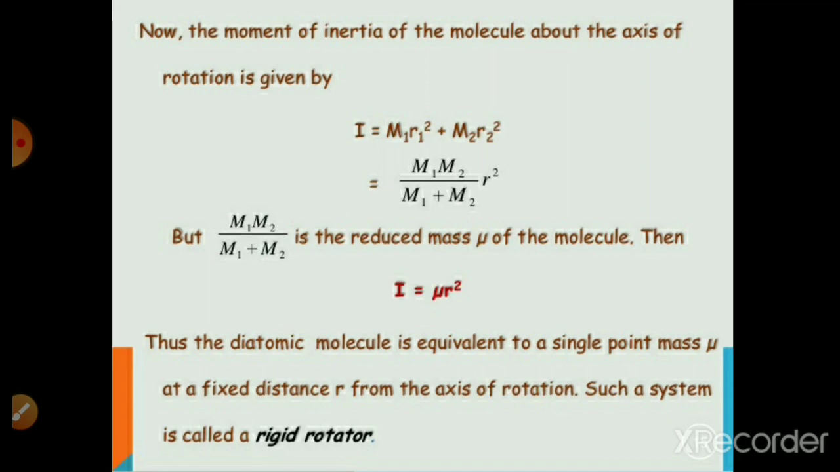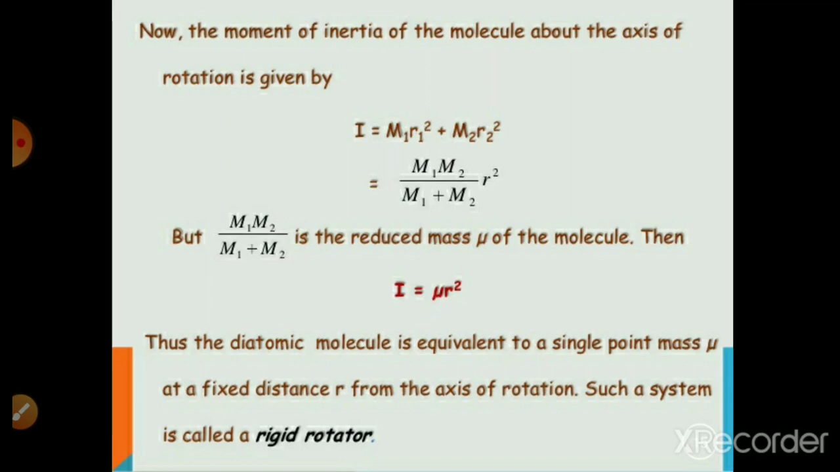Now the moment of inertia of the molecule about the axis of rotation, I, is given by I is equal to m1 r1 square plus m2 r2 square, which is equal to m1 m2 by m1 plus m2 times r square. But m1 m2 by m1 plus m2 is the reduced mass, mu, of the molecule. Then I is equal to mu r square.